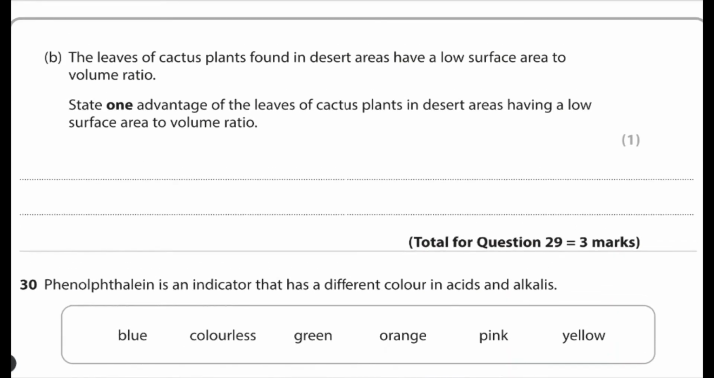The leaves of cactus plants found in desert area have a low surface area to volume ratio. State one advantage of the leaves of cactus plant in desert area having a low surface area to volume ratio. It can actually reduce the water loss from the surface of the leaves, and also it can reduce the leaves drying out. Can reduce evaporation.